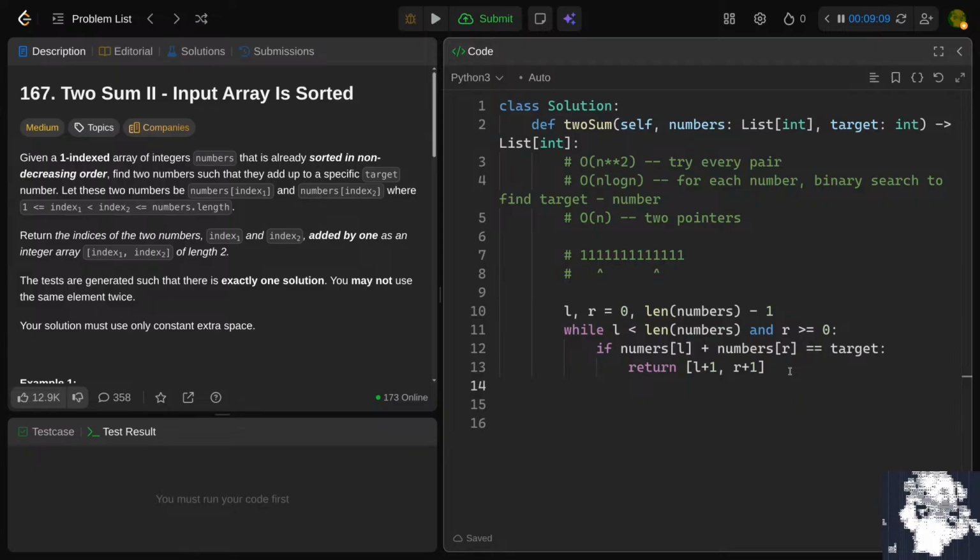So if they're equal, you do that. Try spelling properly, it helps. If it's greater than target, then, well, okay, if it's less than target, then you just increment L.